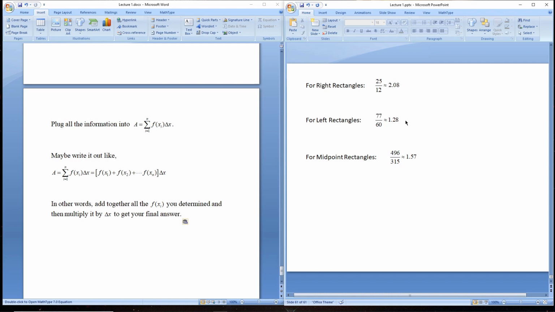And then finally for midpoint, which is more accurate than left and right, you can see it's actually 1.5, 1.6 about. So it's right between left and right in the middle there for the midpoint rule. So there we have it.